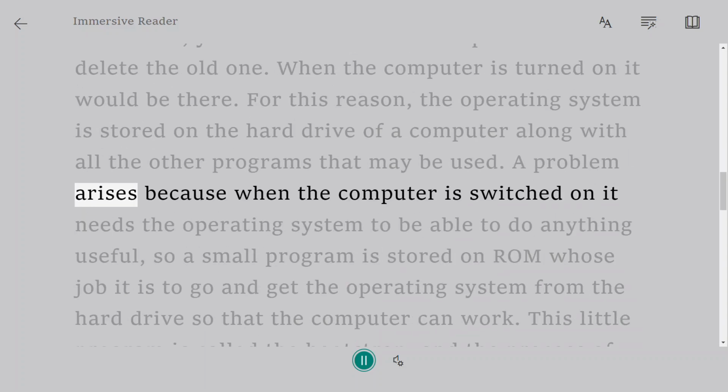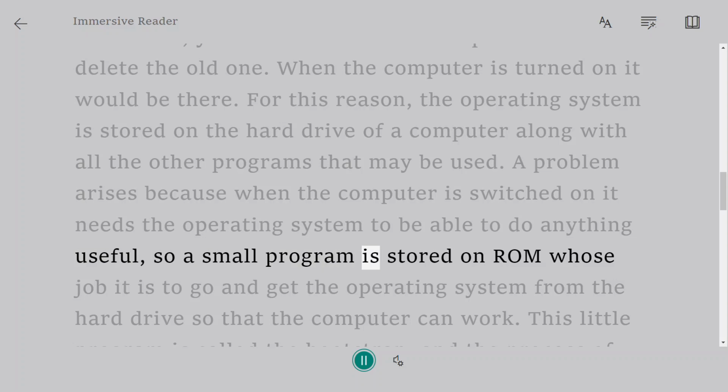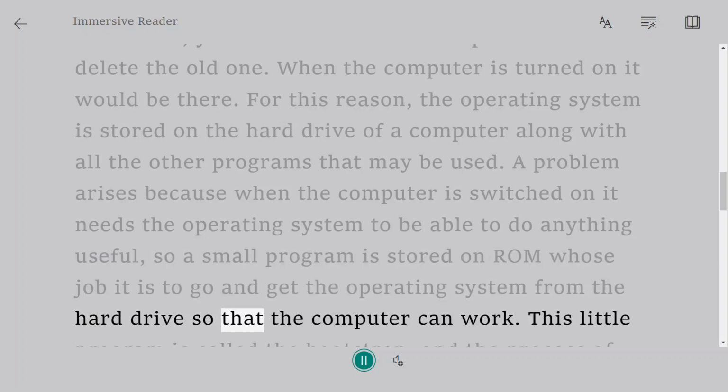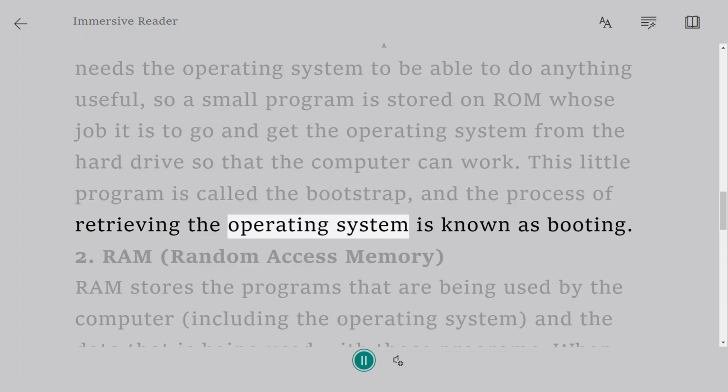A problem arises because when the computer is switched on, it needs the operating system to be able to do anything useful, so a small program is stored on ROM whose job it is to go and get the operating system from the hard drive so that the computer can work. This little program is called the bootstrap, and the process of retrieving the operating system is known as booting.